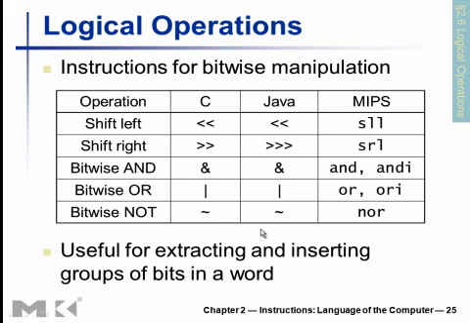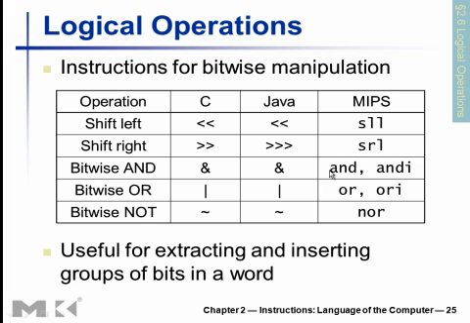Now let's take a look at logical operators. These are instructions for bitwise manipulation, which means the instruction operates on the operand on a bit basis. For example, shift left: in C we use the less-than operator doubled, which shifts the operand left by bits. In MIPS, we use SLL, which stands for shift left logical.